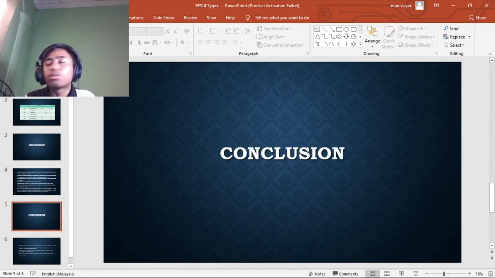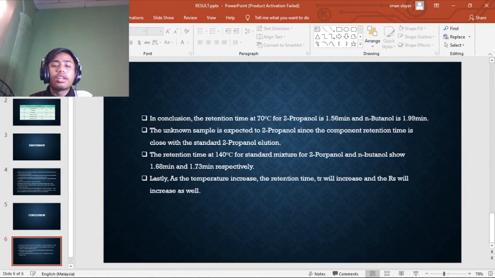So for the conclusion of this experiment, the retention time at 70 degrees for 2-propanol is 1.56 minutes and N-butanol is 1.99 minutes. The unknown sample is expected to be 2-propanol since its retention time is close to the standard 2-propanol dilution. The retention time at 140 degrees for the standard mixture of 2-propanol and N-butanol shows 1.68 minutes and 1.73 minutes respectively. Lastly, to conclude the whole experiment, as the temperature increases, the retention time TR will increase and the RS will increase as well. So that's all for me.